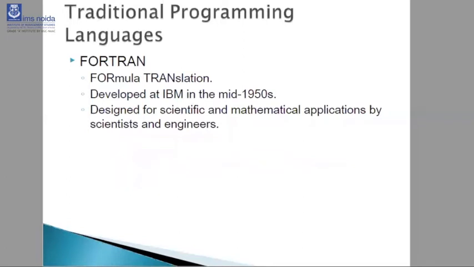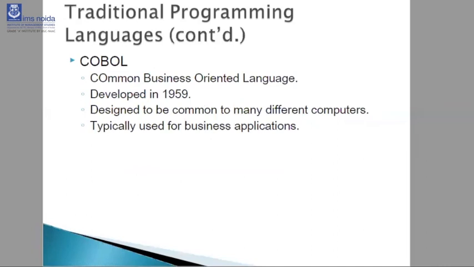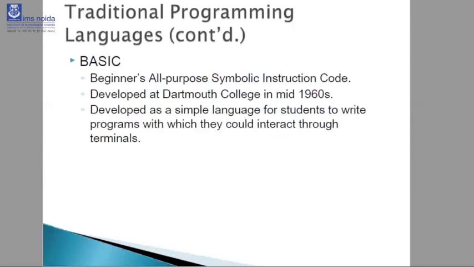So let's start with traditional programming languages. Fortran, formula translation, developed at IBM in the mid-1950s, designed for scientific and mathematical applications by scientists and engineers. Next is COBOL, common business-oriented language. These are obsolete languages developed in 1959, designed to be common to many different computers, and also used for business applications.